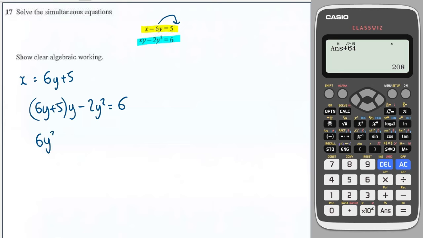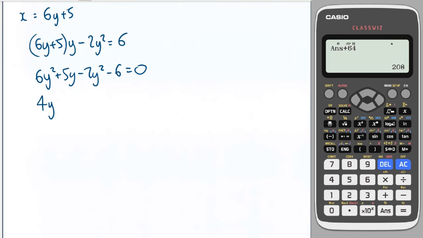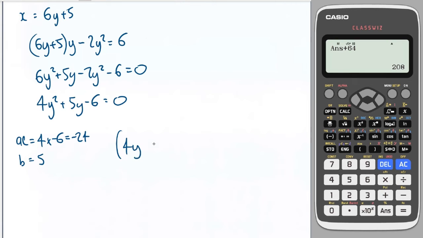Expand out the brackets. Minus 6 over. Simplify. 4y squared plus 5y minus 6 equals 0. Lovely. You can use the quadratic formula here, but you have to show your working. I like to factorise, and I do so by multiplying a by c, which gives me 4 times minus 6, which is minus 24. And the b term equals 5. And because the a term is 4, I write 4y, all divided by 4.